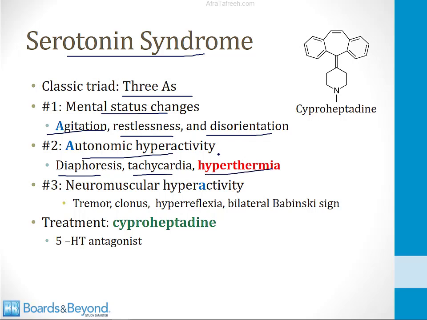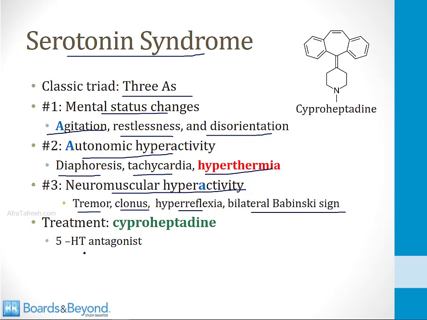And as I told you before, you can also see this among people using ecstasy who don't have the serotonin syndrome. And then the final A is for neuromuscular hyperactivity. So their muscles tend to go haywire. So they can have tremor, they can have clonus, hyperreflexia. Sometimes if you examine them, you will find bilateral Babinski signs.